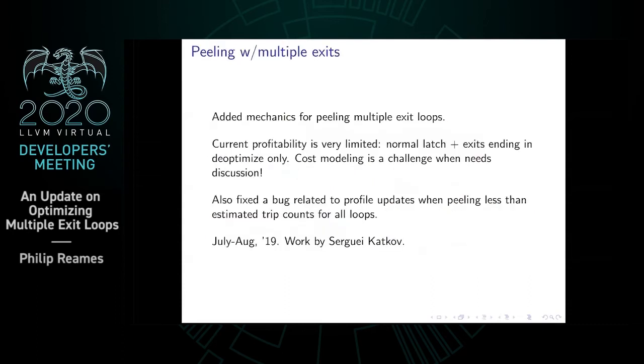So moving on, we're going to talk about peeling and unrolling. Starting with peeling, we have in tree all of the mechanisms for peeling multiple exit loops, but the actual usage thereof is fairly restricted. At the moment, we're only peeling multiple exit loops where one of the exits is the latch, and the other exits are branching to blocks that end in deoptimize. Deoptimize is the despeculate construct I'd mentioned for just-in-time compilers. One of the areas that definitely needs some work, and we'll touch on this a little bit more, is cost modeling to be able to turn this on more generally.